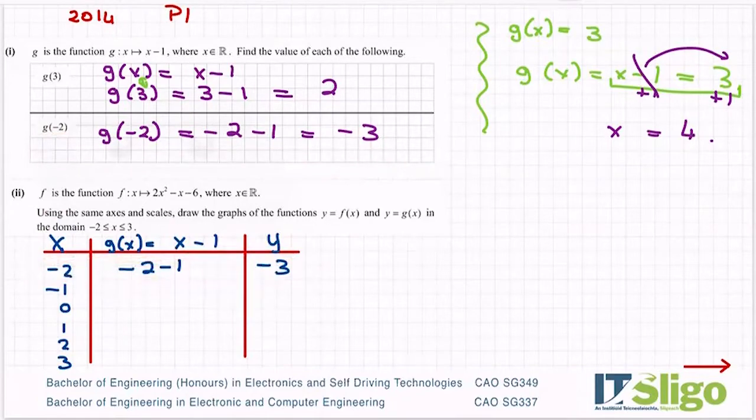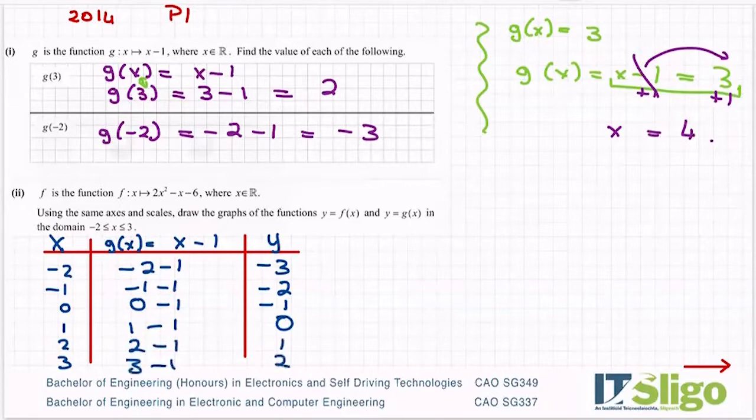Let's do it for minus 1. So anywhere there's x, you can replace it with minus 1. So minus 1 minus 1, and we get minus 2. x now takes on the value 0, so replace x with 0. So we get 0 minus 1. And you can see this minus 1 stays constant all the way down. That doesn't change. So we're going to get minus 1. x in this one is 1, so replace x with 1. And we get 1 minus 1, so it's 0. This one, x becomes 2. And in this one, x becomes 3.